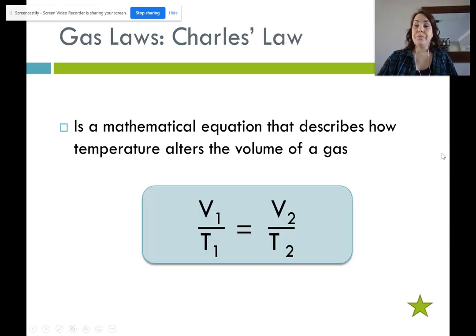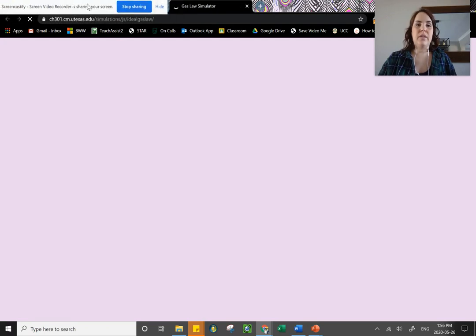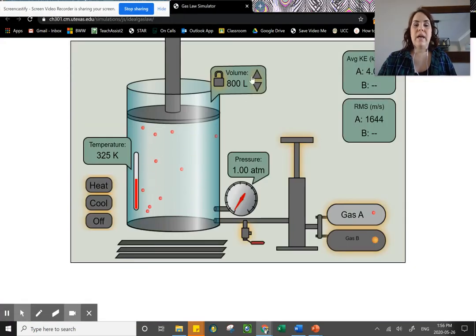Okay, so yesterday we learned about Boyle's law, where we learned P1V1 equals P2V2. Today we're going to be looking at two different variables. Instead of pressure and volume, we're going to be looking at volume and temperature. So what we're going to be exploring today, with the same interactive we looked at yesterday, is how volume and temperature are related.